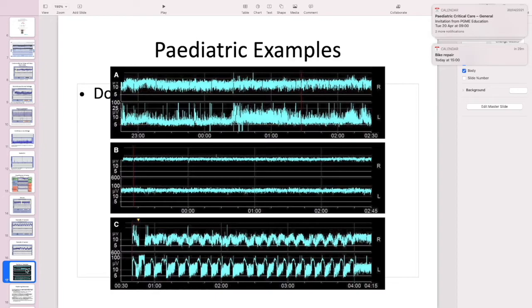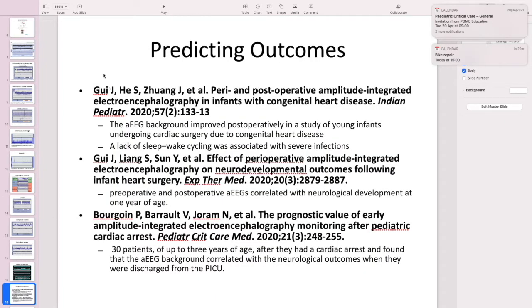So now we've covered all sorts of the main areas of classification and seizures. I thought it'd be just interesting to think about predicting outcomes. Obviously, a lot more research is needed in the use of EEG within the pediatric intensive care unit, but they have done some research. So the first two papers from the same group, and the top one is about peri and postoperative amplitude integrated EEG in infants with congenital heart disease. And they found that the background of their EEGs improved postoperatively in the study of those infants after cardiac surgery.